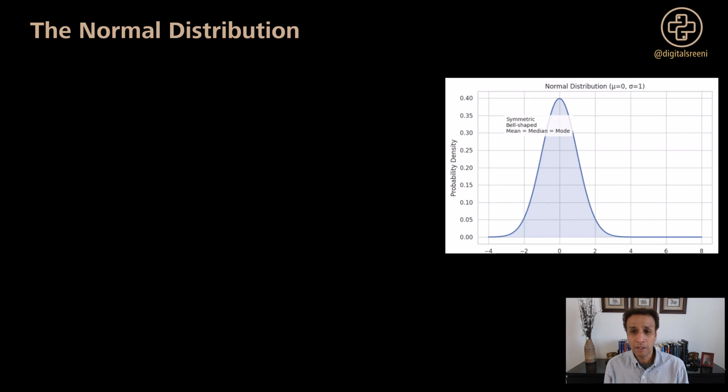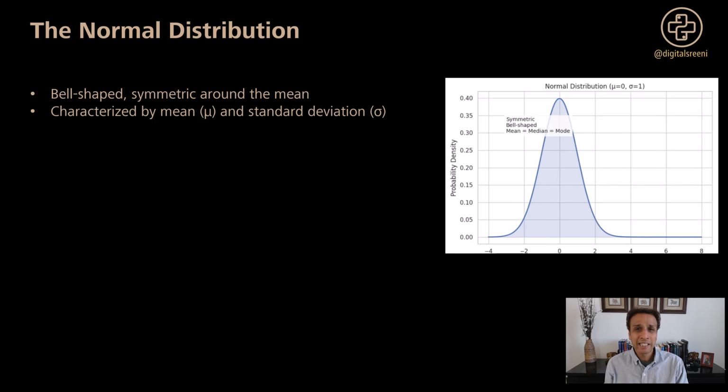If you look at the plot on the right-hand side, this is the type of curve that you would see. It's also referred to as a bell curve. Bell-shaped, symmetric around the mean. As you can see, the mean is the center right there, and it's symmetric around the mean. Usually they're characterized by mean and standard deviation. Mean with the symbol mu, and standard deviation with a lowercase Greek letter sigma.